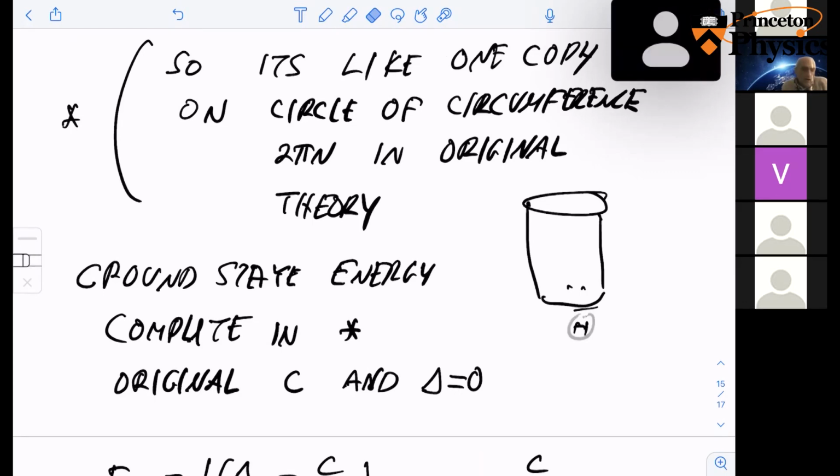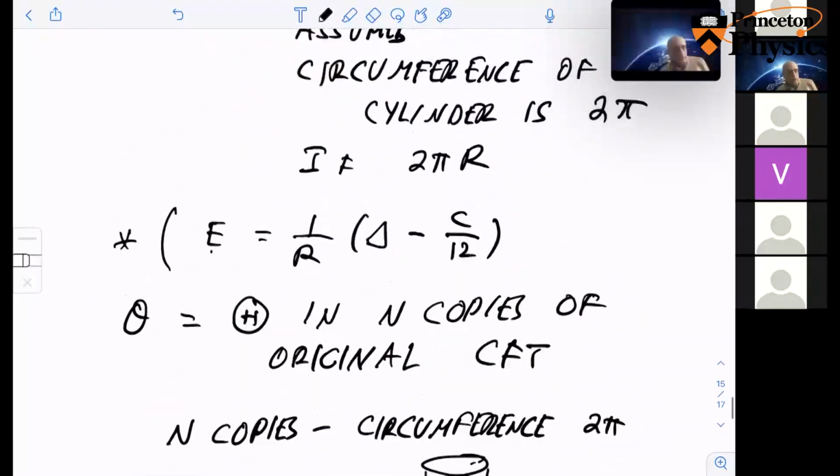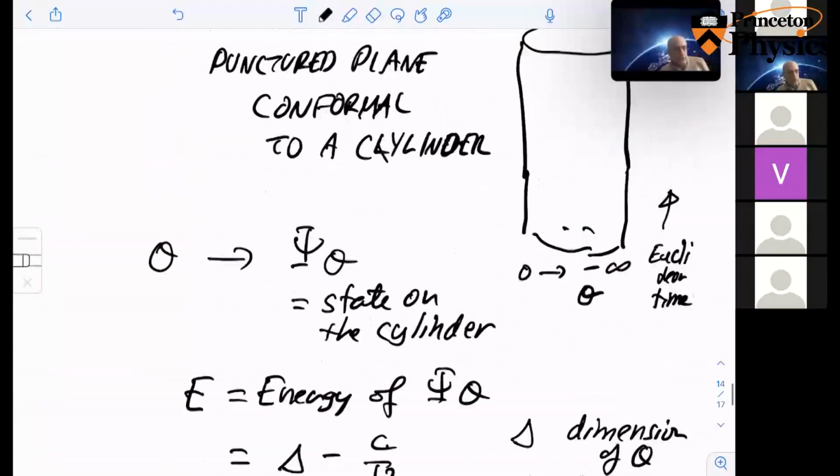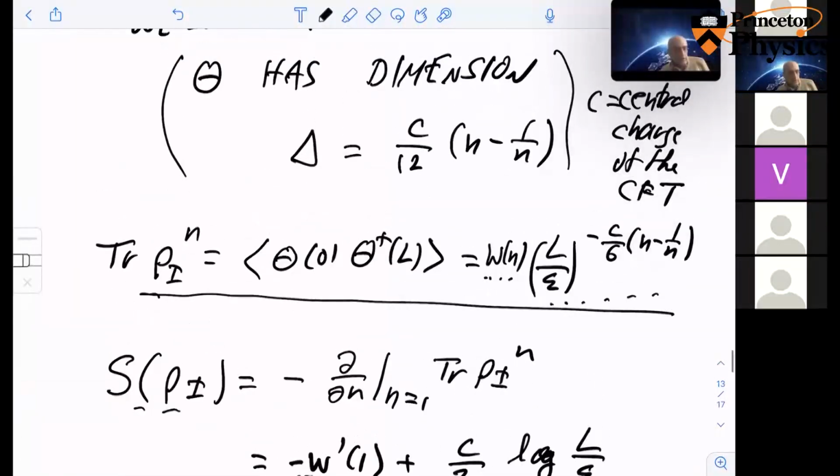I thought that there is some choice on the entangling surface, and that would correspond to the choice of twist field. Actually, the choice of twist field would only go into this uninteresting constant C of n. I see. W of n, I called it here.